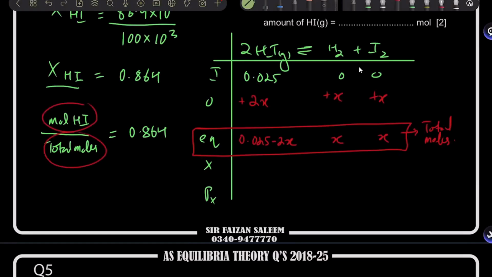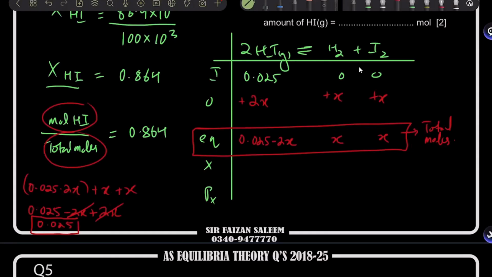What are the total moles? That would be 0.025 minus 2x, and then I have to add x, and then I have to add x. So this becomes 0.025 minus 2x plus 2x. What does this become? It becomes 0.025. Is that clear up till now? So the total moles at equilibrium are 0.025.